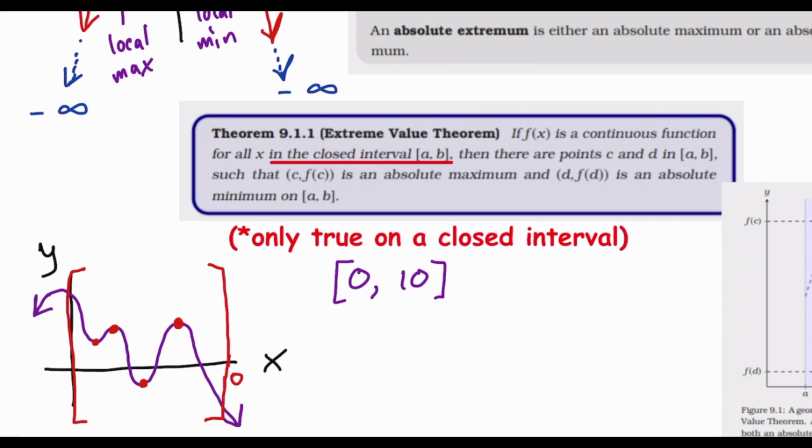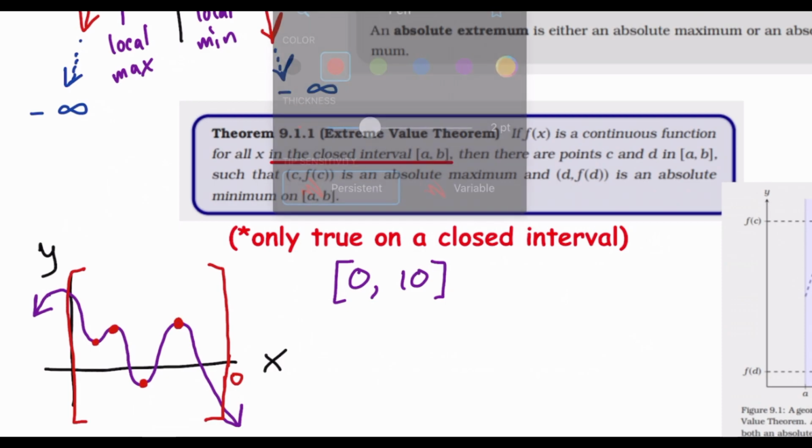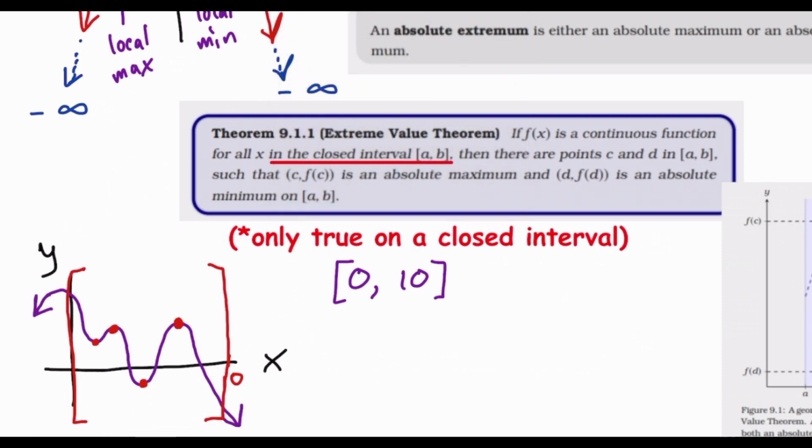I need to look at all points within this interval. And it turns out that I actually need to include the endpoints of my graph. So what do I notice here at the start of my interval when x is equal to 0? Well, I notice that that's actually higher than any other point on my graph. So my local maximum is actually going to be right here.